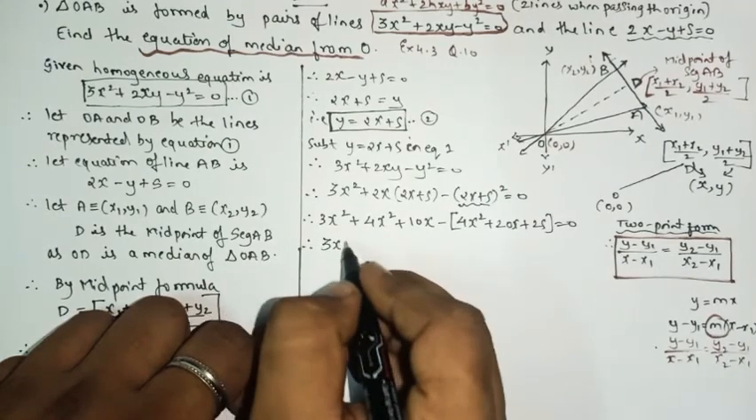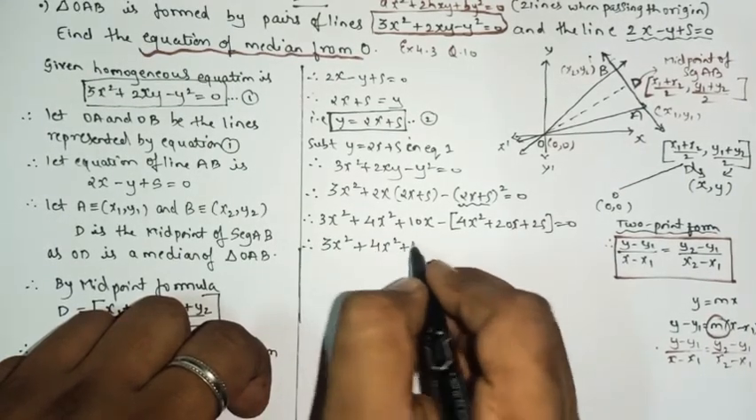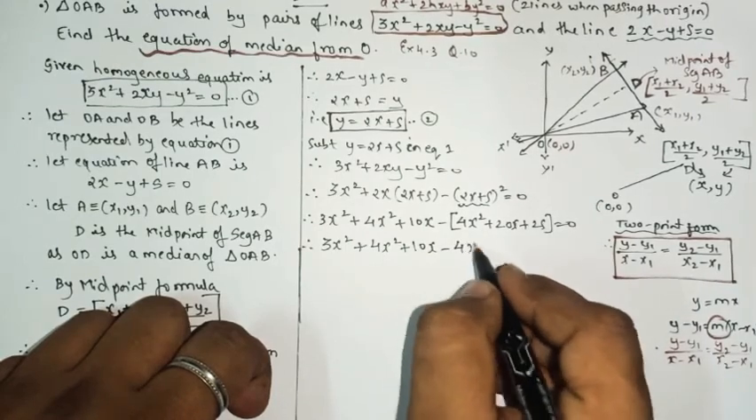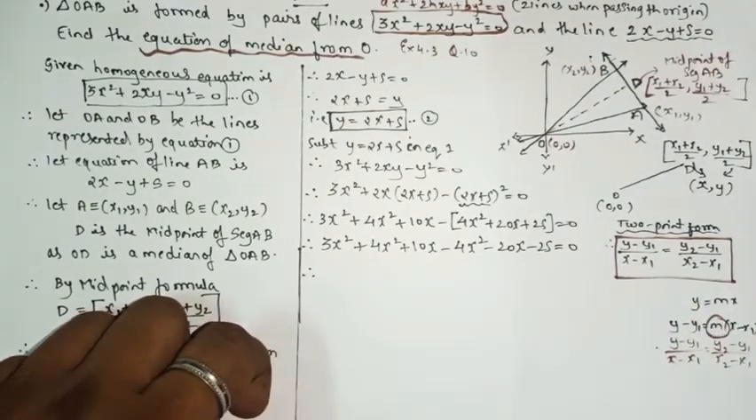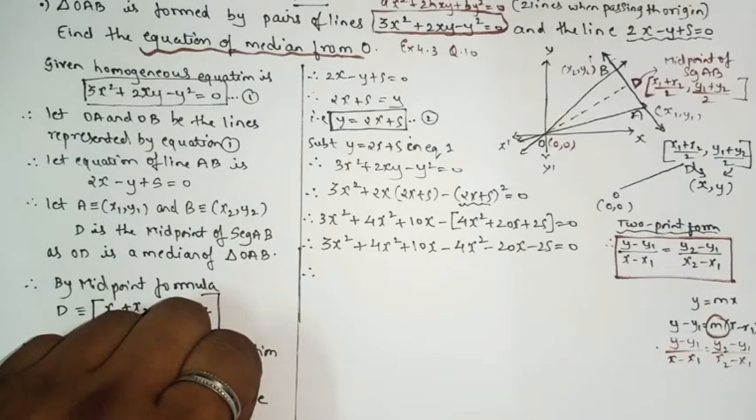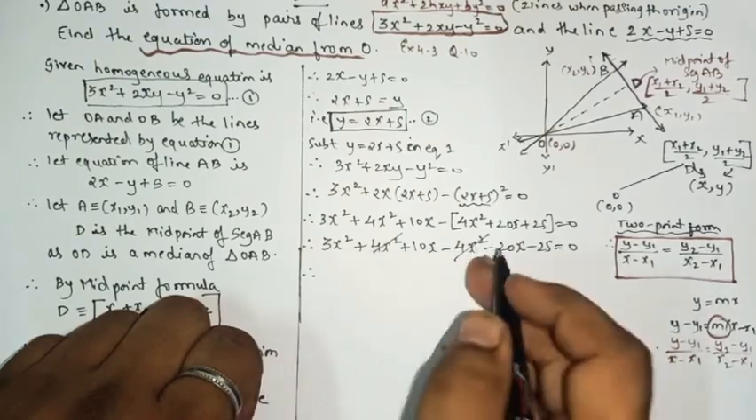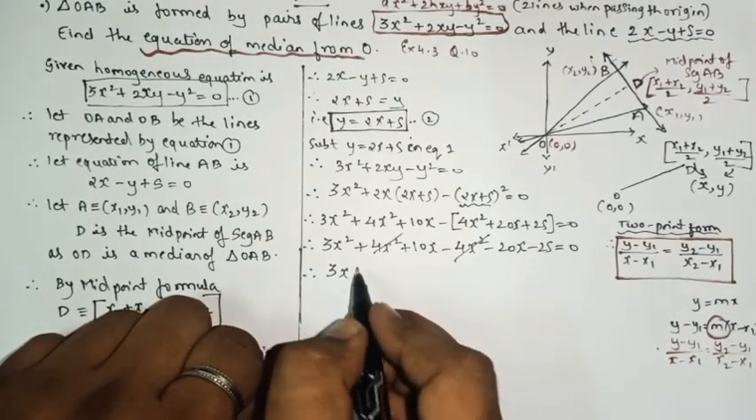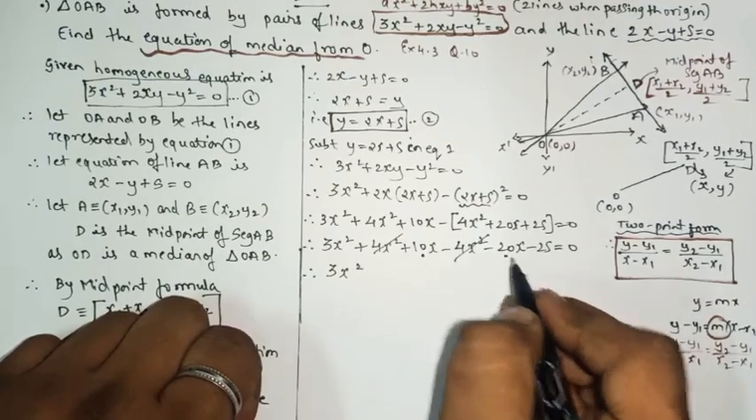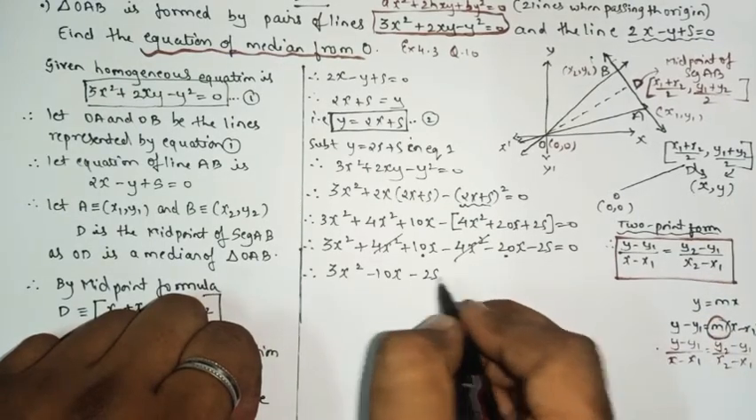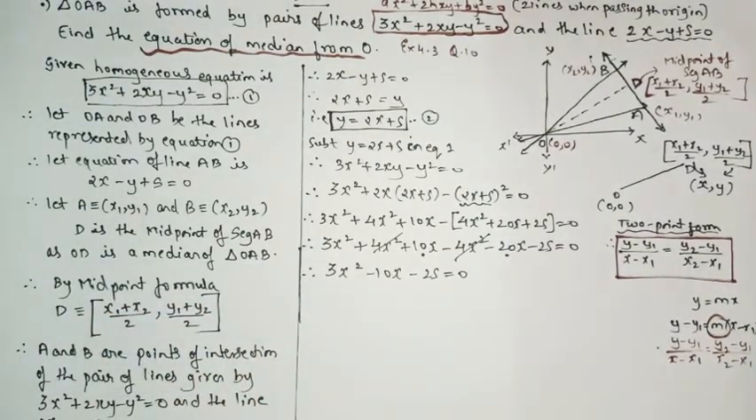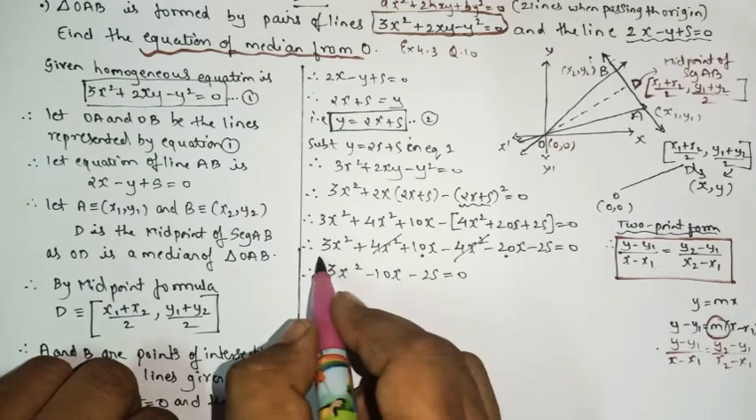So in the next step, 3x square plus 4x square plus 10x, bracket open with minus, so you will get 4x square minus 20x minus 25 equals to 0. So arrange the equation. Yes or no? So here clearly we can say 4x square and minus 4x square will get cancelled. So first we'll keep x square, check for the remaining like terms, plus 10 minus 20, so you will get minus 10x. Here we are left with only numbers, so minus 25 equals to 0. Understood till here?